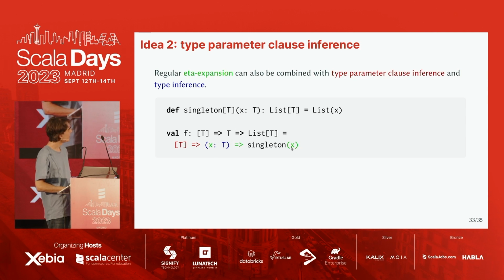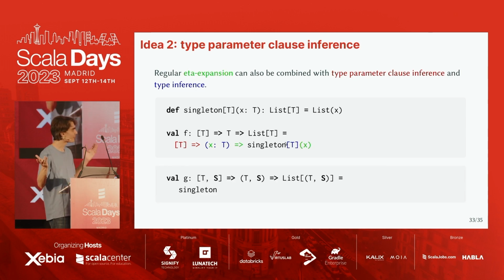And now regular type inference can kick in and add the type of this thing. And now I still need to add a type parameter here. But that's also something that regular type inference can do. And so in this particular example, this ends up being exactly equivalent to polymorphic eta expansion. But it can also work in situations where the method I'm working with has a different number of type parameters than in the expected type.